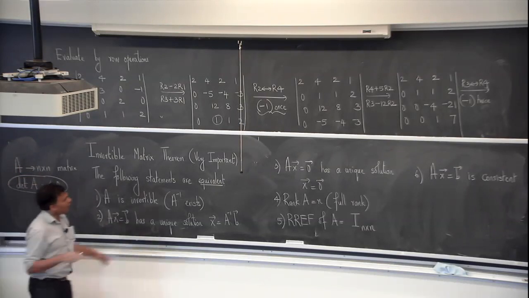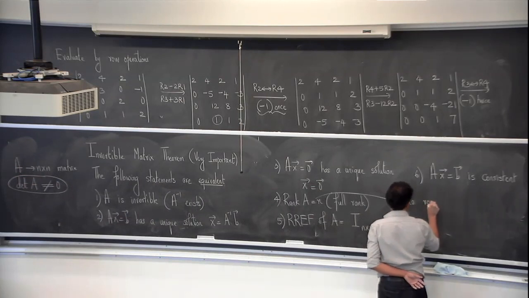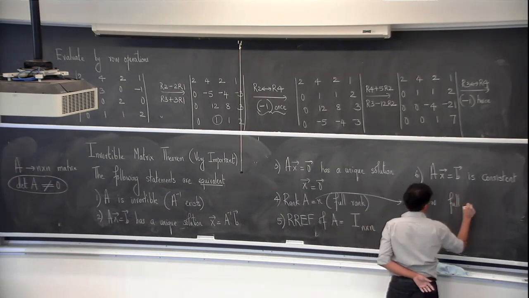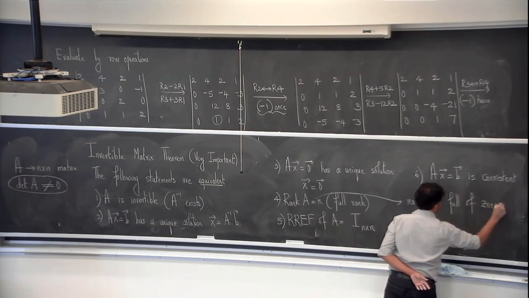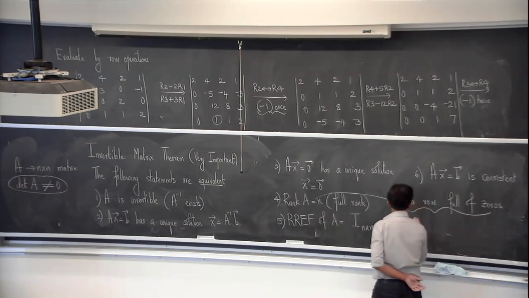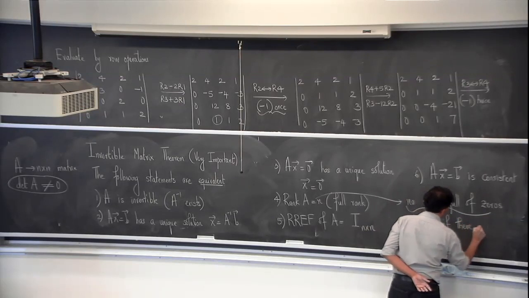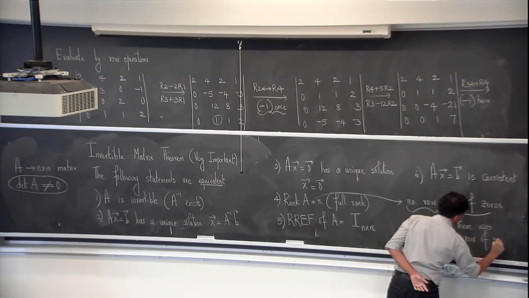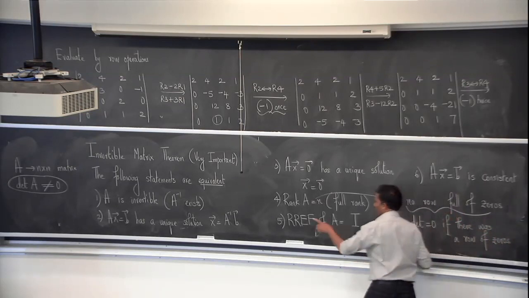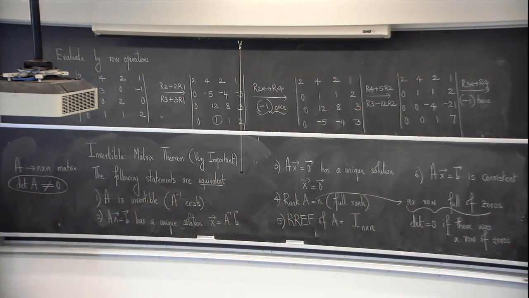Number 4, that's because the rank of A is n, which means there is no row full of zeros. Remember that if there was a row full of zeros, then the determinant would be equal to 0. But we started with the condition that the determinant is not equal to 0. So you cannot have rank less than n.